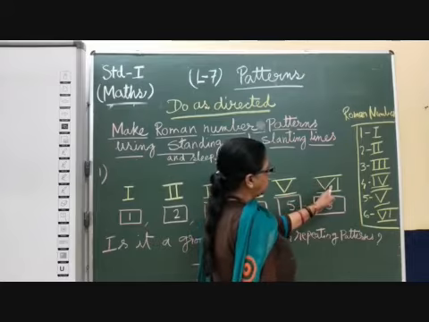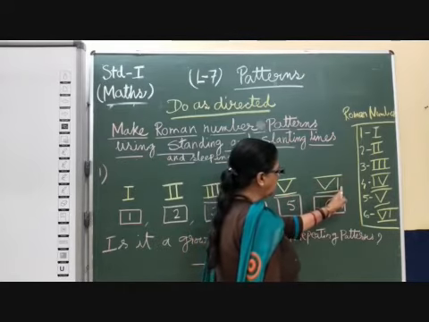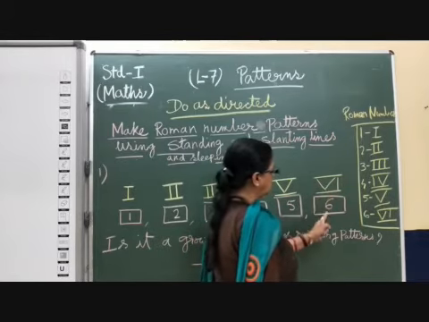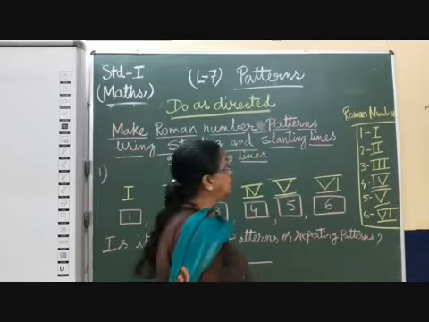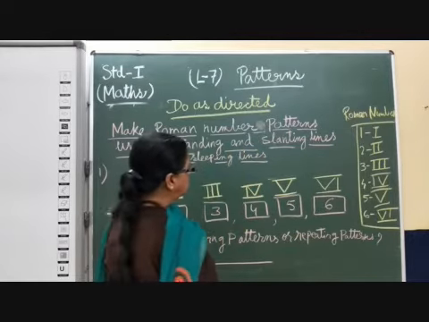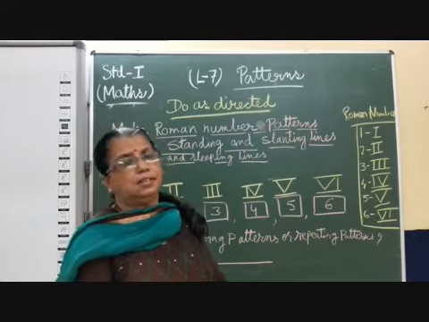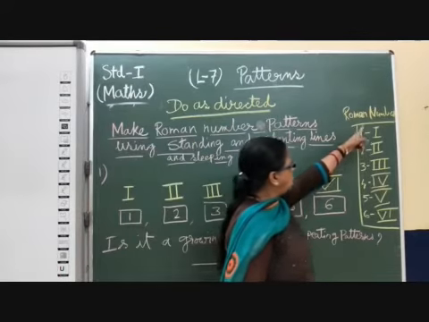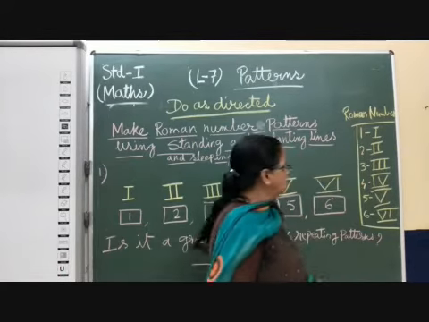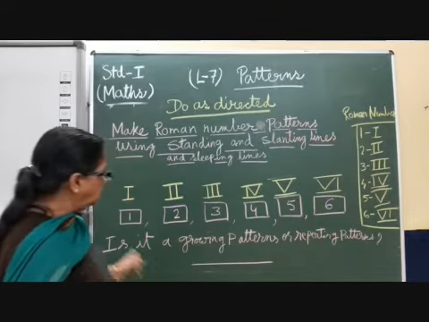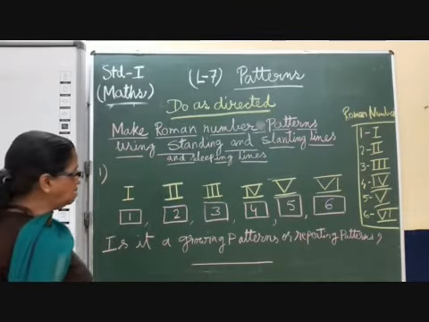Two standing lines and one slanting line make six. This is the pattern called Roman numerals. Okay. For your help, I have written it here. So this way you should form Roman numerals.